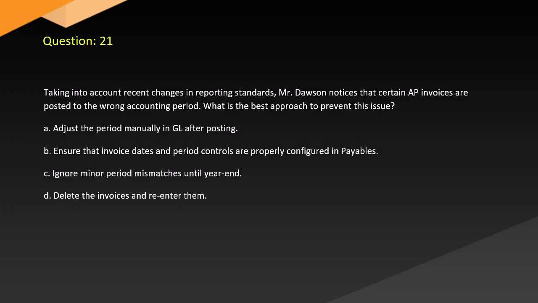Question 21. Taking into account recent changes in reporting standards, Mr. Dawson notices that certain AP invoices are posted to the wrong accounting period. What is the best approach to prevent this issue? A. Adjust the period manually in GL after posting. B. Ensure that invoice dates and period controls are properly configured in Payables. C. Ignore minor period mismatches until year-end. D. Delete the invoices and re-enter them.